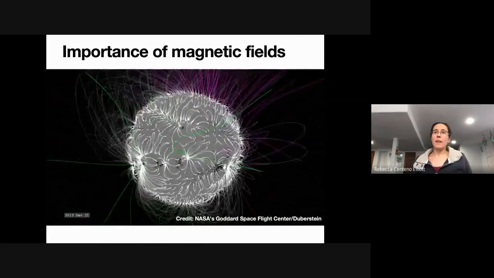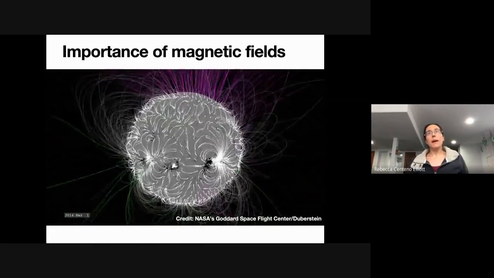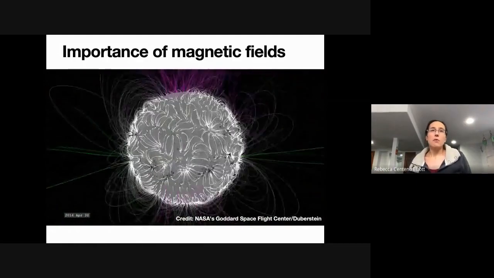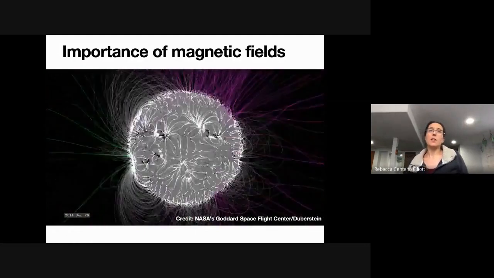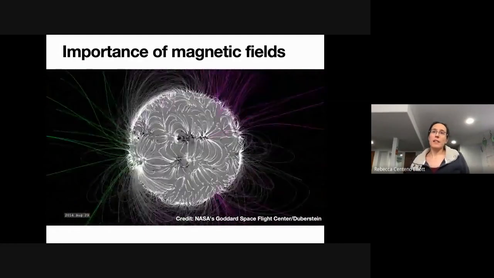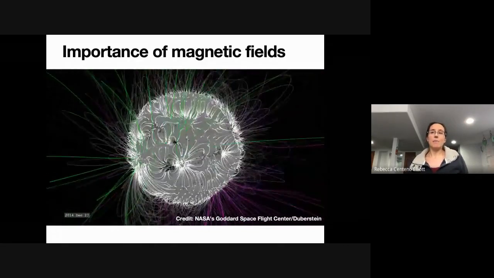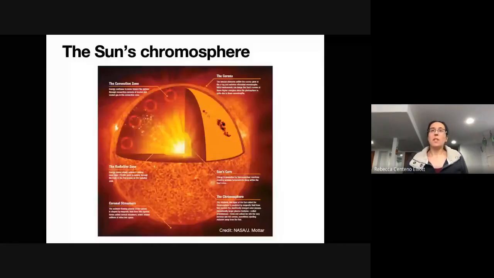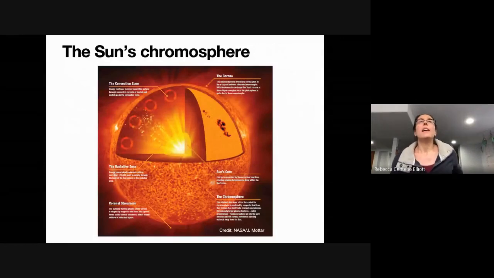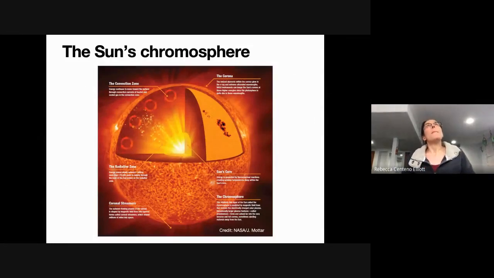So in order to be able to better characterize and forecast space weather, we need to be able to quantify the states and the evolution of the sun's magnetic fields throughout its entire atmosphere. And this brings me to the topic of my talk today. I'm going to talk about different techniques used to characterize or measure the magnetic fields in the sun's chromosphere.